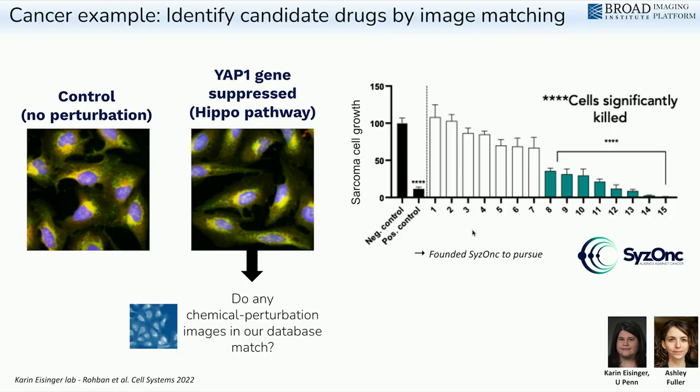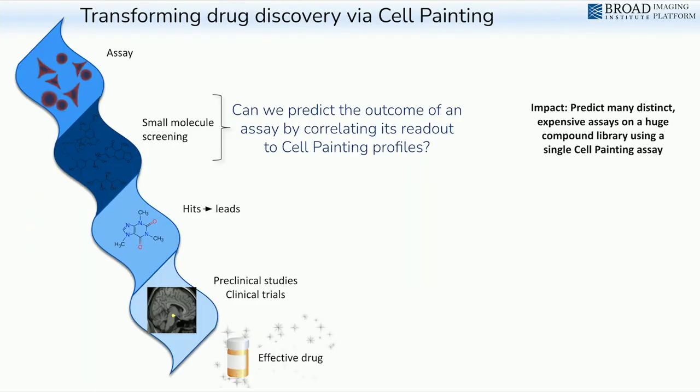We found compounds that impact the hippo pathway and impact sarcoma cell growth that were so exciting that Dr. Karen Eisinger is now full-time, instead of professor at Penn, she is now full-time CEO of this startup that we launched to pursue these compounds, but also a platform that can find novel targets for solid tumor treatment, which are solid tumors that are otherwise quite devastating.